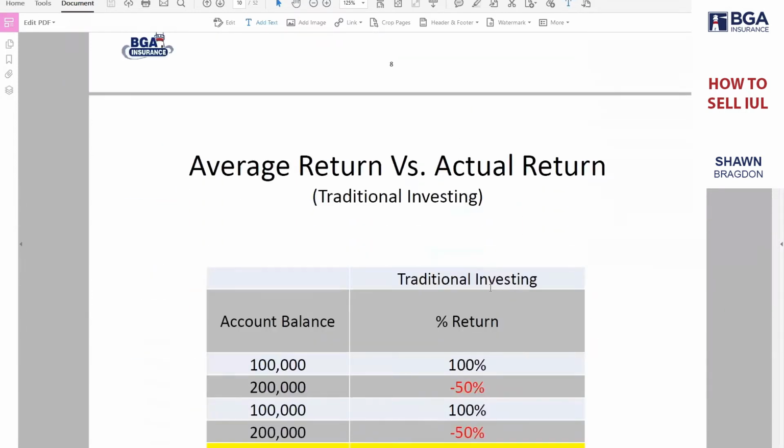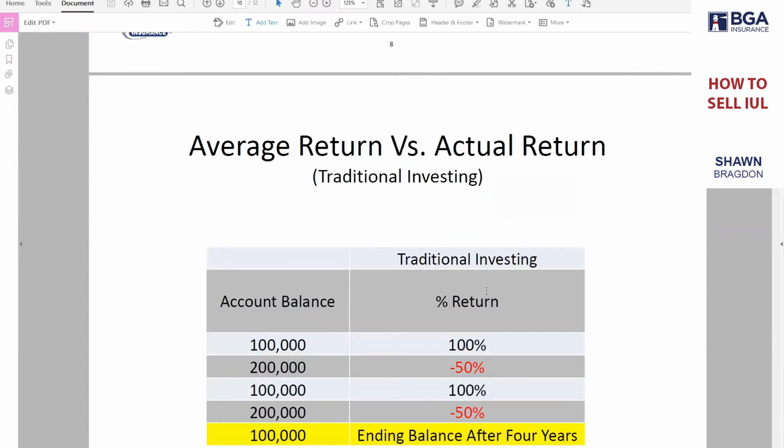This is a great question to ask your client. Mr. Client, do you know the difference between an average return versus an actual return? Most clients will probably say, what are you talking about? Well, I'm your money manager. You give me $100,000. I have a banner year 1, 100% return. So you got 200 grand.